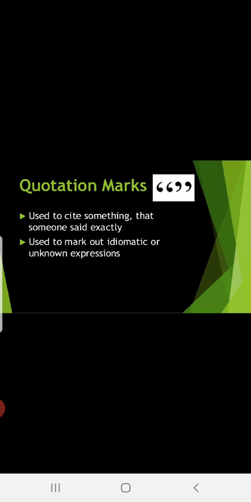Quotation marks. This is another important mark in your writing, used to highlight some quotes and some important words, and to cite something that someone said exactly. To quote means to mention the exactly quoted words. They are also used to mark out idiomatic or unknown expressions. Unknown expressions means if you want to express something very carefully, you put quotation marks, which we usually call double inverted commas.